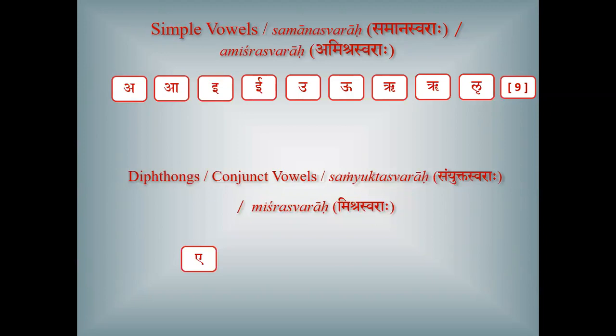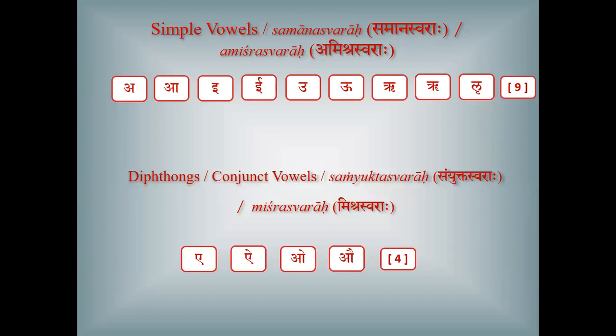Now, in conjunct vowels, all the four vowels that are going to come are long vowels. They don't have short forms. Therefore, the letters you see now are A, I, O, and Au. These four vowels are the conjunct vowels, Sanyukta Swaraha, otherwise called Mishra Swaraha.